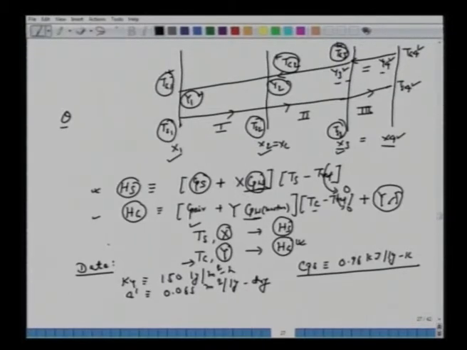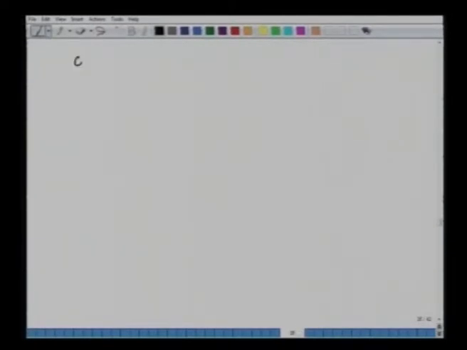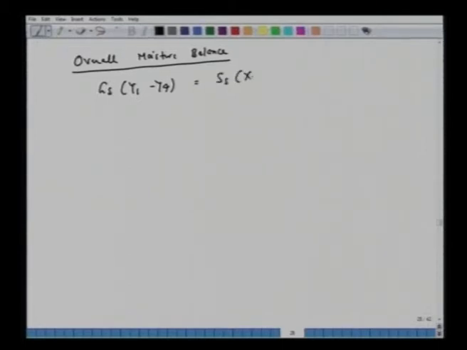All right. First thing we would like to do, and that's a good practice, is make an overall moisture balance. Let's see what we can calculate here in the gas phase as well as in the solid phase. So overall moisture balance would be Gs times Y1 minus Y4, so inlet minus outlet, equal to Ss times X1 minus X4.